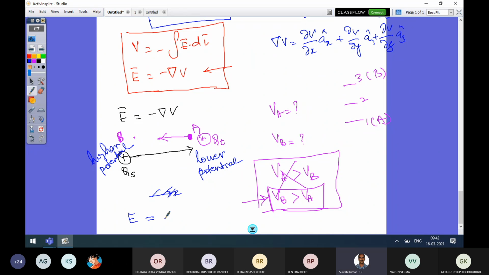Just to answer, electric field is opposite to that of the increase in potential, correct? The potential is increasing in this direction. In the minus x direction, potential is increasing, but electric field is in the positive x direction. That's why electric field will be opposite to that of the increase in potential. Increase in potential is in the minus x direction, right? So both are in opposite directions. That's why this minus sign came. That's the meaning of that equation, E equal to negative gradient of V.